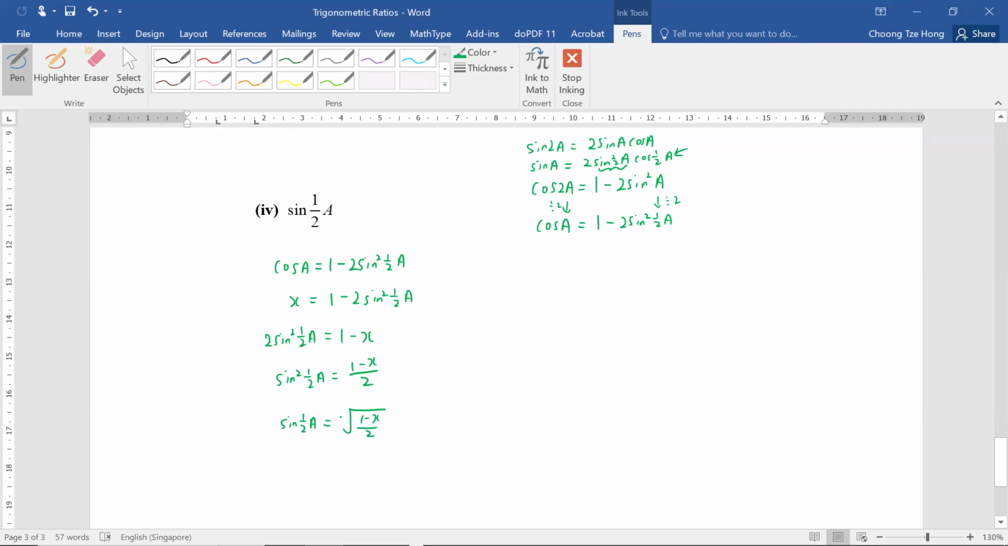If you square root, you may think that there are two answers, plus minus, correct? But if you think about it, a is acute, so half a will definitely also be acute. If you half an acute angle, it will still be acute. So if it's acute, then sine should be positive. In the first quadrant, all three ratios are positive. So this negative answer you will need to reject. Either you reject, or actually you can totally not write it at all for this question. So the answer will just be this one. This is how you do a question like this.